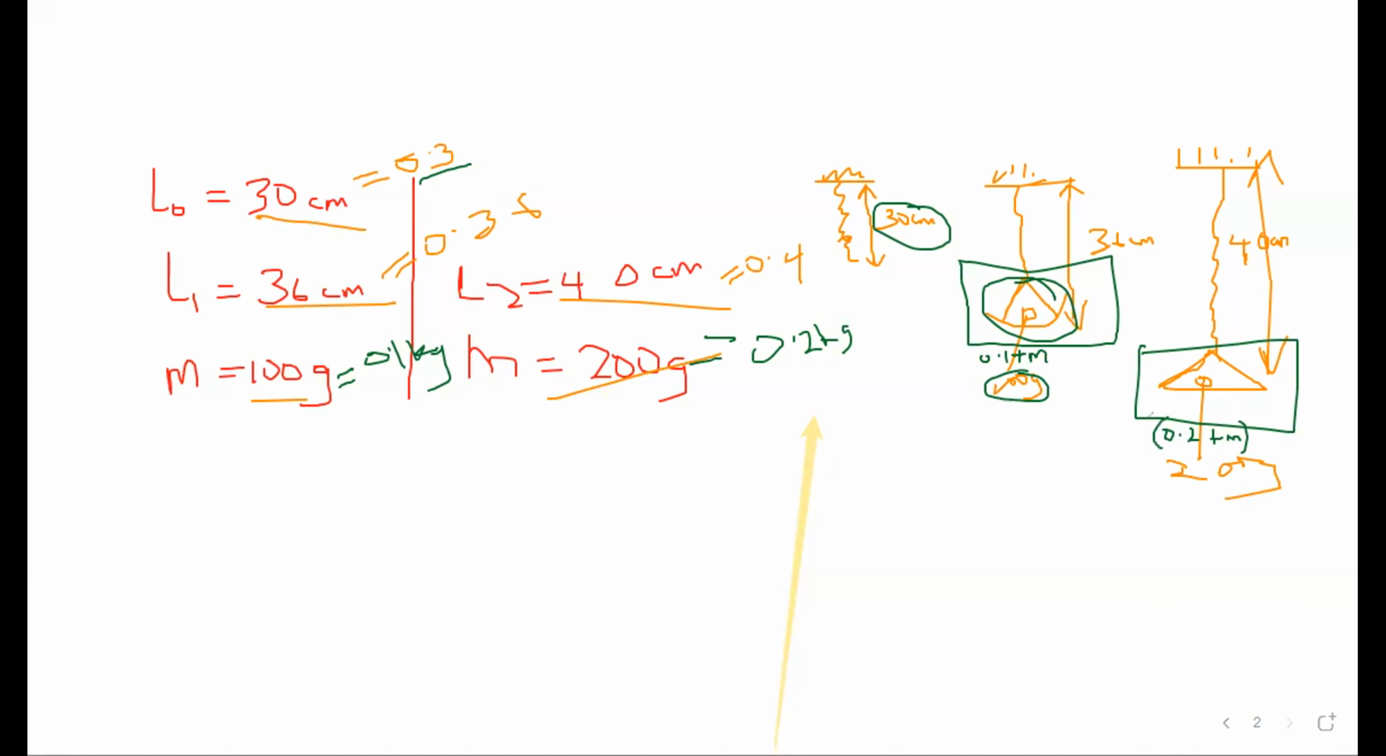Now, from our Hooke's law, we saw that F, which is force, is equal to the constant K, which is the force constant, times E, which is the extension.